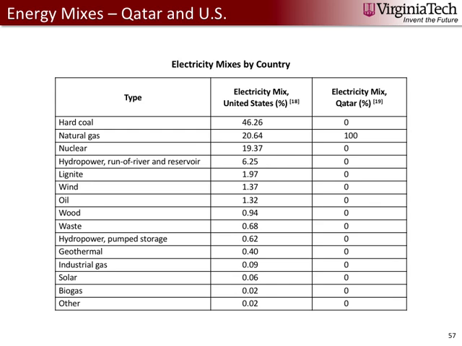I mentioned that this study has been performed for both Qatar and the United States. This is done using the information available, which in this case is the electricity mixes for each country. You can see the electricity mix for the United States is dominated by hard coal, natural gas, nuclear, hydropower, and then a mix of other ones in smaller amounts. And Qatar is fairly easy. It's a very rich country in terms of natural gas, so currently 100% of its electricity generation capacity is through natural gas.